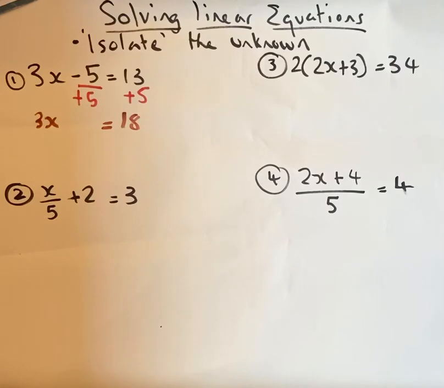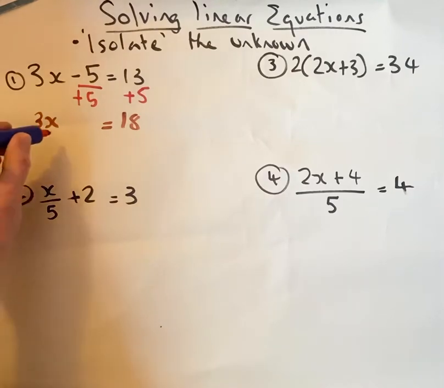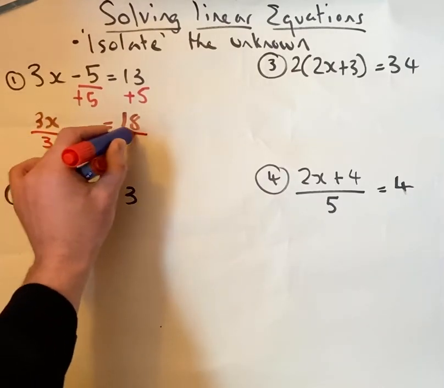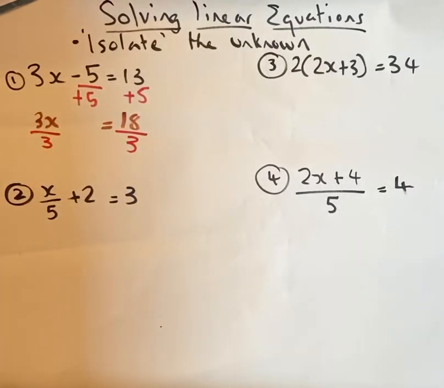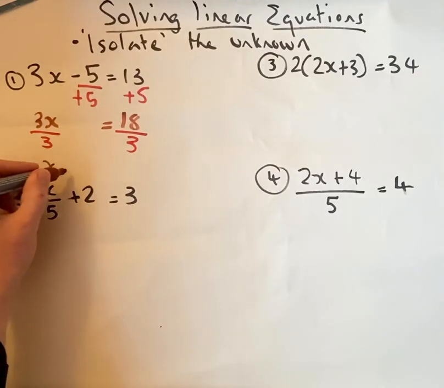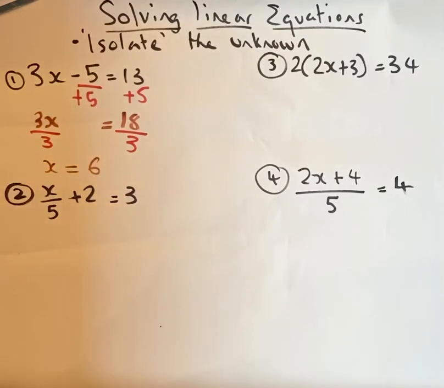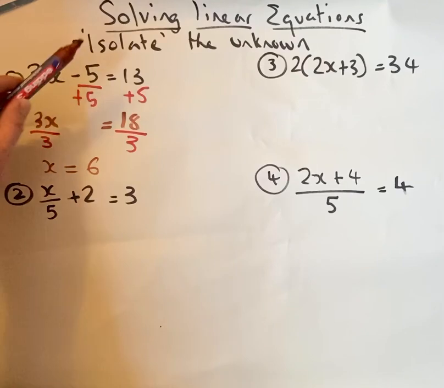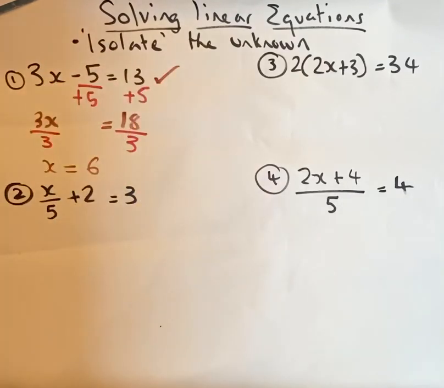So if 3 lots of x equals 18, then to find 1 lot of x we have to divide by 3 on both sides. If you divide by 3 on both sides, you get a statement of x equals 6. And that is our solution. We can always check that by substituting it into the original expression. So 3 lots of 6 makes 18, and then if I take away 5, it makes 13. So I've just checked that, and now I know for sure that x equals 6.